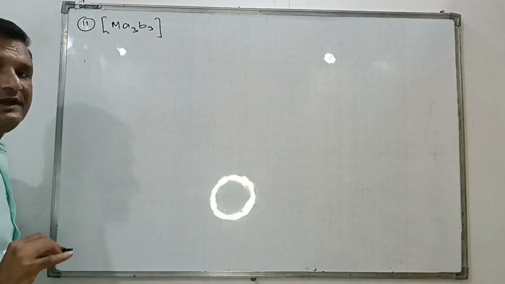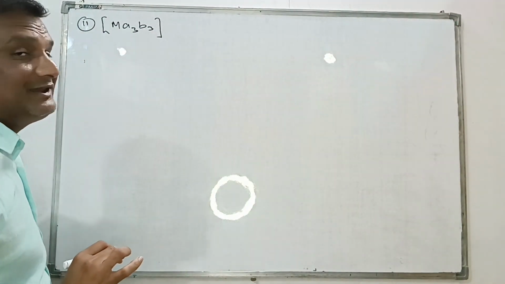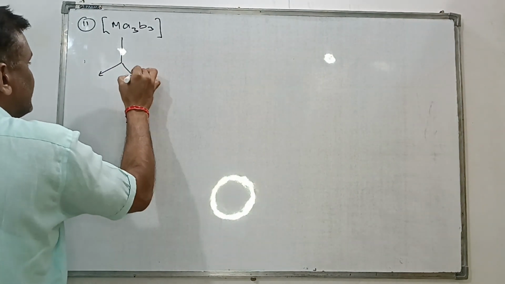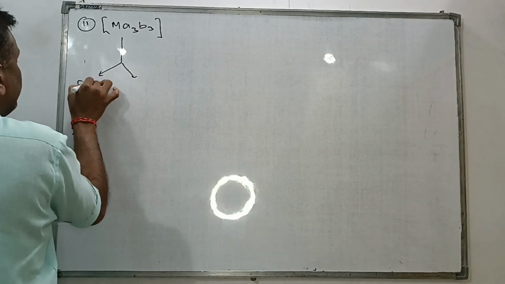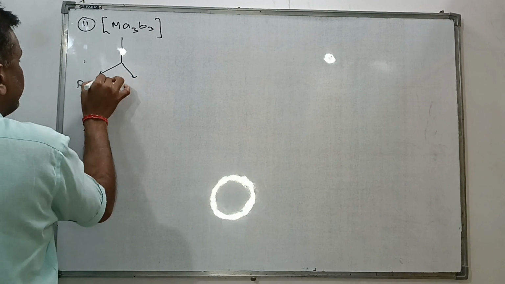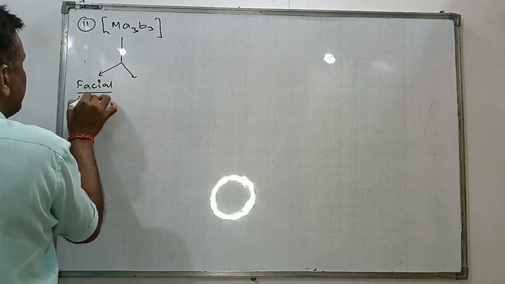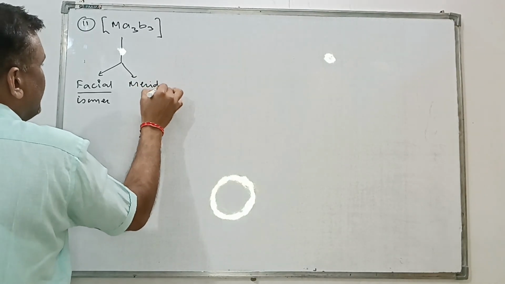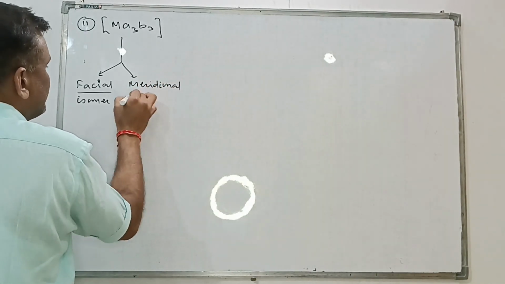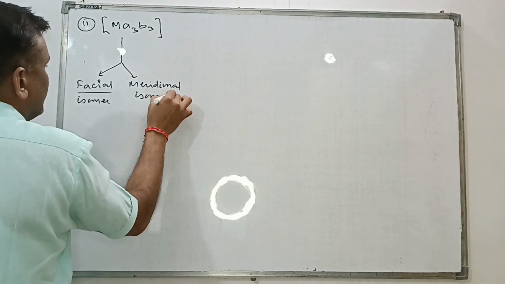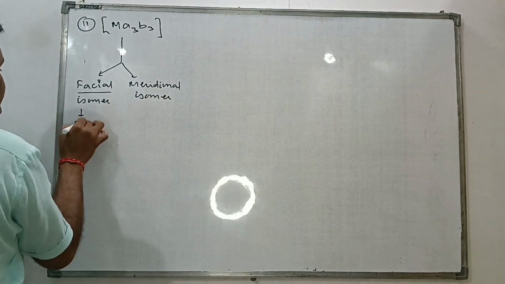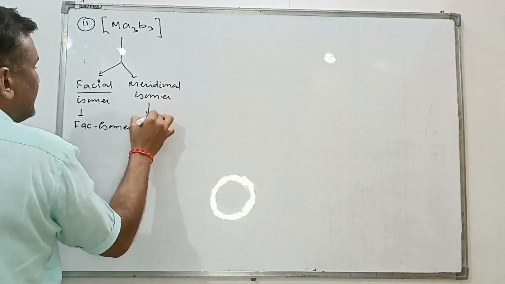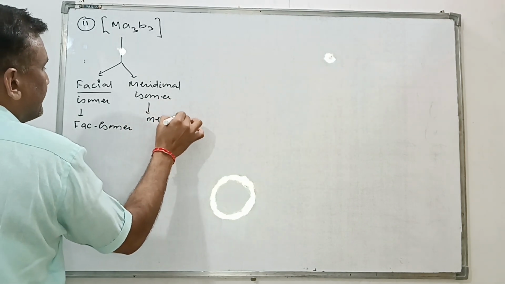If you go with MA3B3, then there will be two specific isomers, not cis and trans. One is the facial isomer, and another is the meridional isomer. In short, it is called the fac isomer, and this is called the mer isomer.